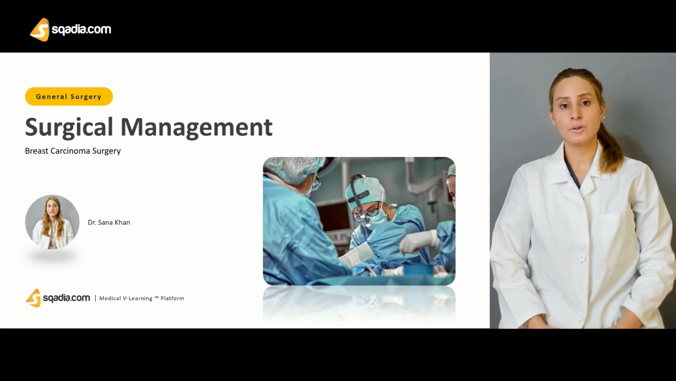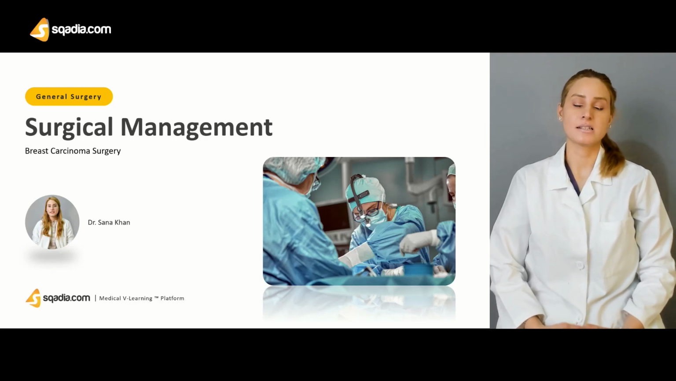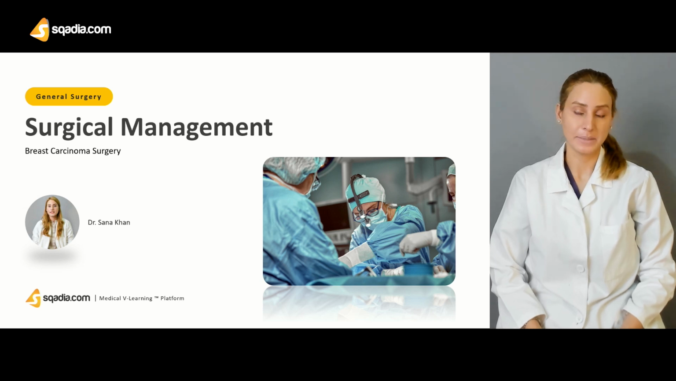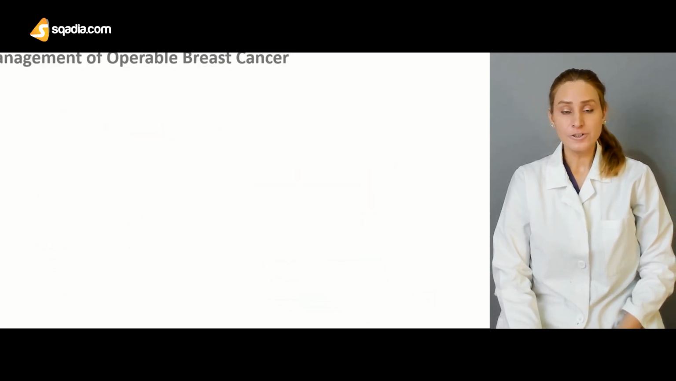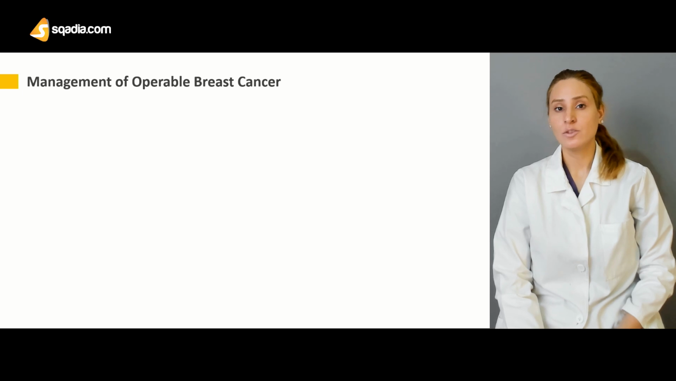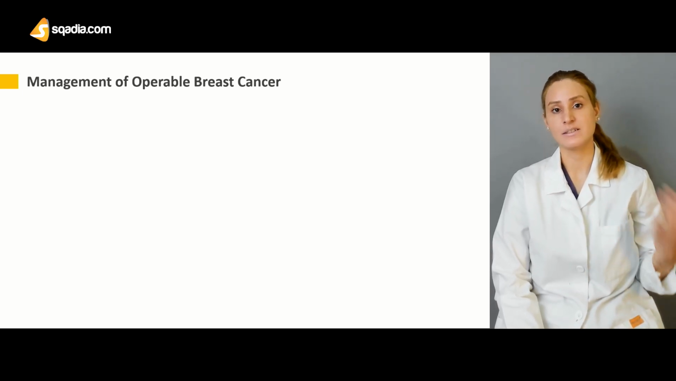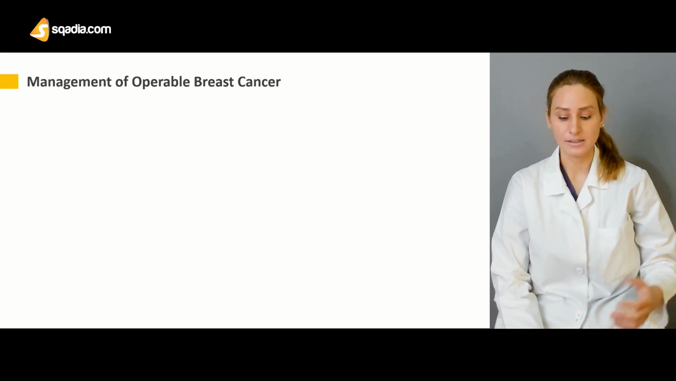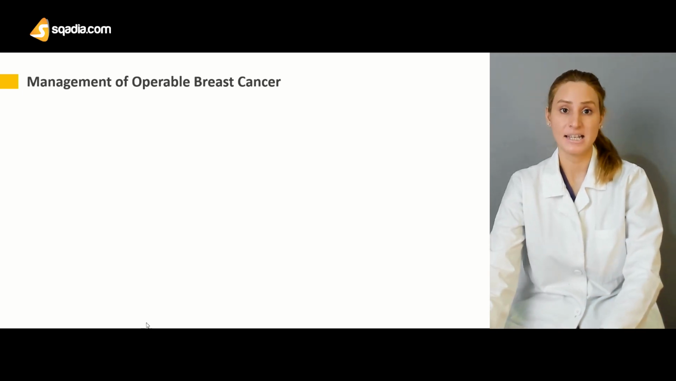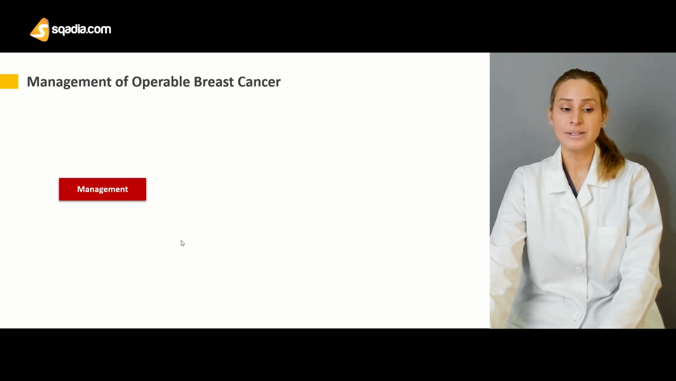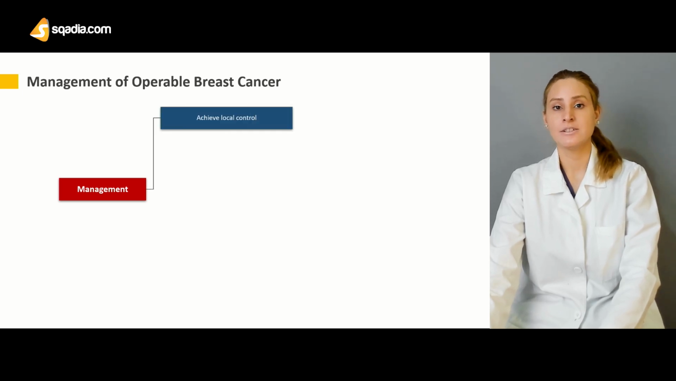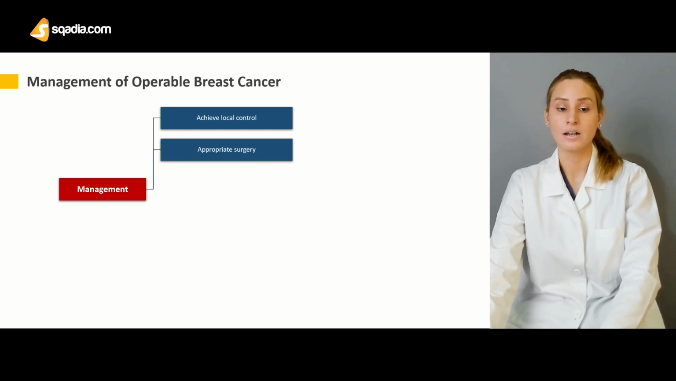Now comes the most important part to be discussed in the lecture, which is about the surgical management. First you need to identify if the tumor is operable or not. Obviously that depends upon the stage of the cancer and the status of metastatic disease. So when you talk about the management, you have to see if you can achieve local control or not, and whether you have to go for appropriate surgery or not.